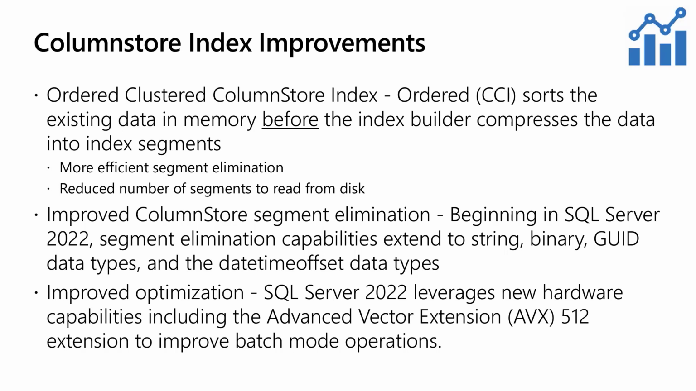When compressing, building dictionaries, and processing data in batch mode, a vector design is leveraged, and SQL Server can detect the level of CPU support when supported capabilities are discovered. SQL Server will take advantage of this hardware scalability and performance capabilities. Simply put, in SQL Server 2022, we have much better segment elimination through ordered clustered column store indexes, improved segment elimination through data type support, and increased optimization support depending on the underlying hardware.